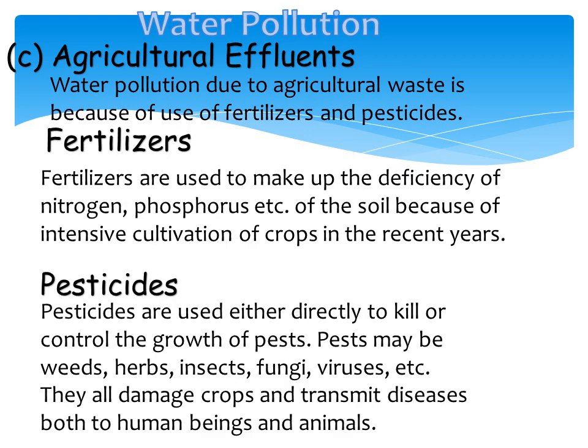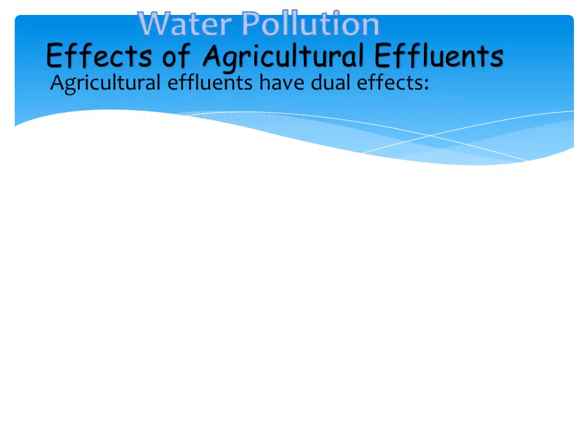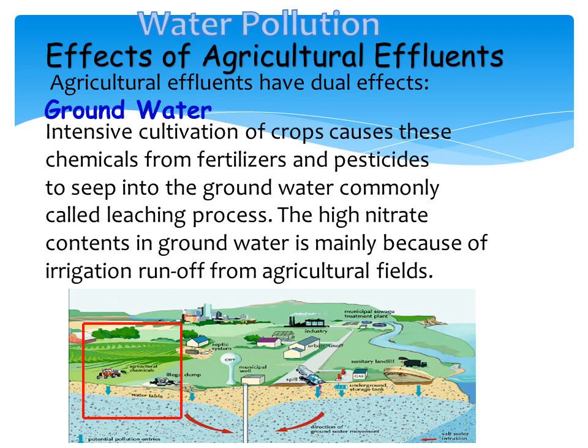As you know, we use fertilizers to supply nitrogen and phosphorus in the soil to increase the fertility of the soil, but pesticides may directly kill or control the growth of pests, and we use pesticides in the form of weedicide, herbicide, insecticide, fungicide, and virucide. They are responsible for damaged crops and transmit diseases both to human beings and animals. So their effect is that they can affect the groundwater.